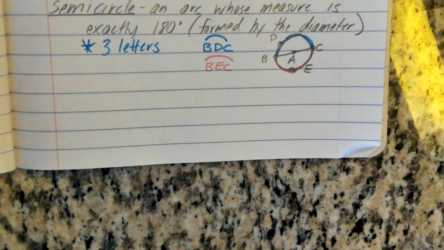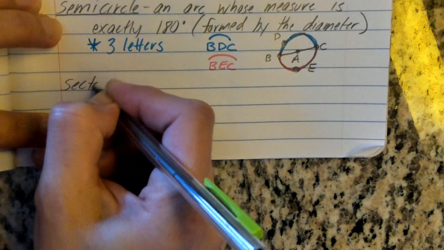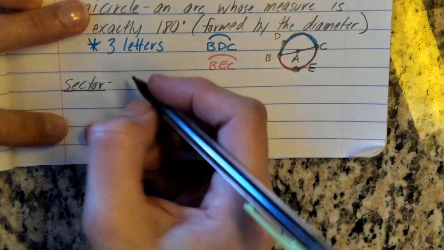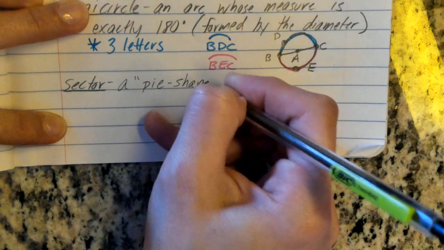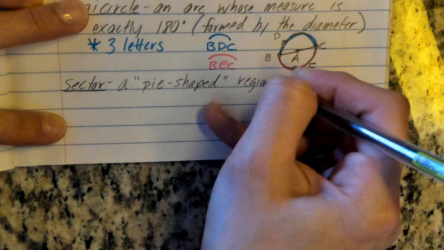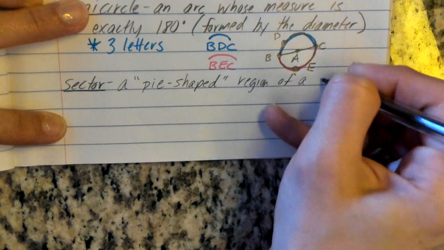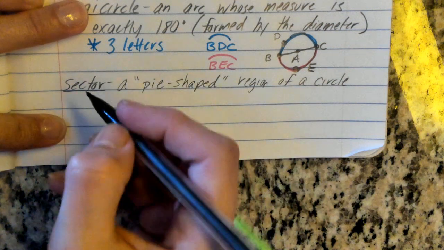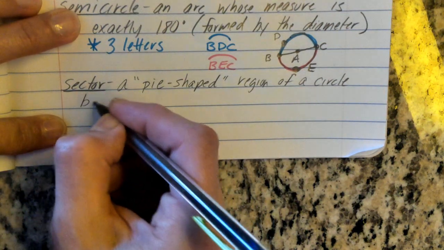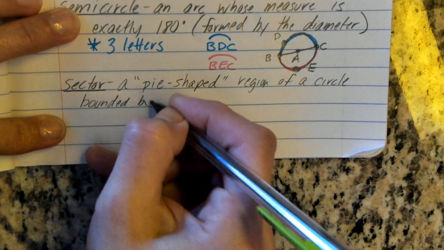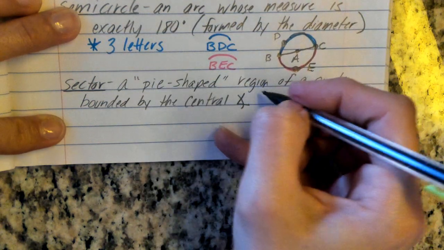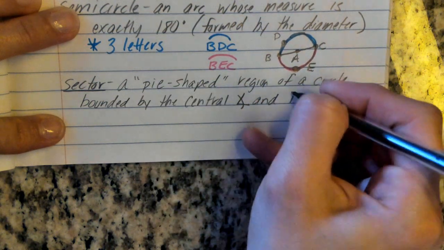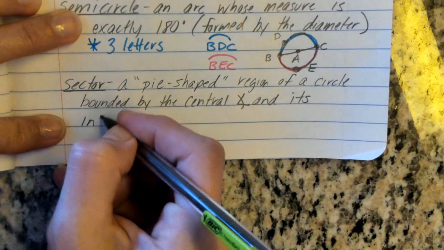The last vocabulary word for this video is going to be sector. So we'll look at a sector. A sector is a pie-shaped region of a circle bounded by the central angle and its intersected arc.